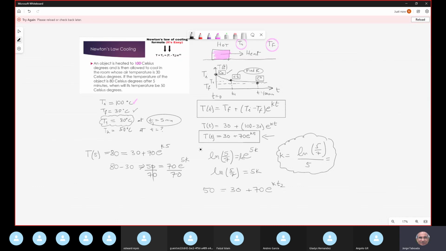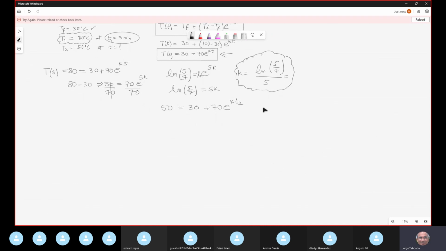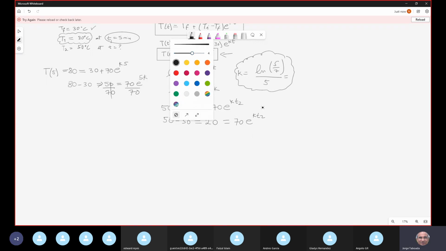Now, let me try: 50 minus 30 gets 20. Now this is 70 e to the k t2. Now you divide by 7 on both sides.